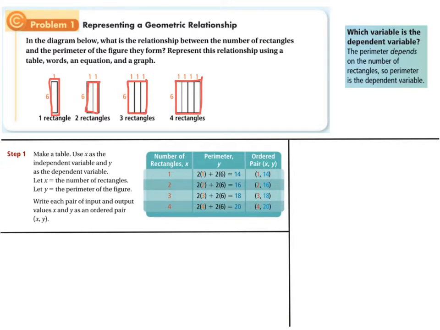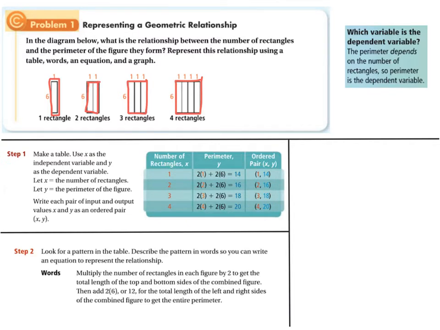14. So if we were going to graph this on a coordinate grid, we would say, okay, if the x coordinate, the independent variable, was the number of rectangles, and then the y would be the perimeter, 1 rectangle would have a perimeter of 14, 2 would have a perimeter of 16, 3 would have a perimeter of 18, and 4 rectangles would have a perimeter of 20 when laid out like that.